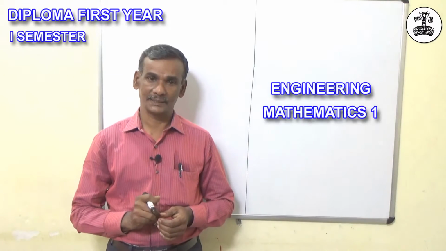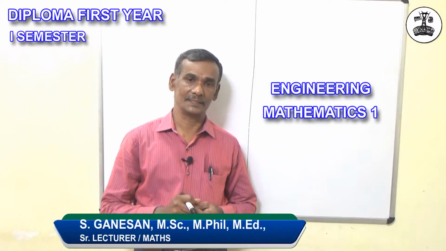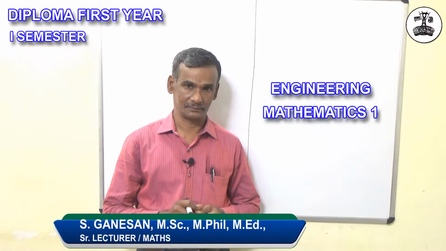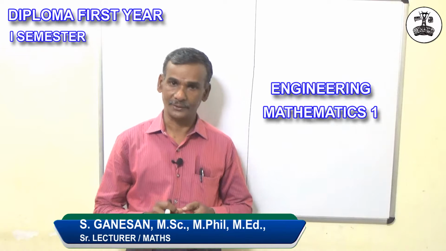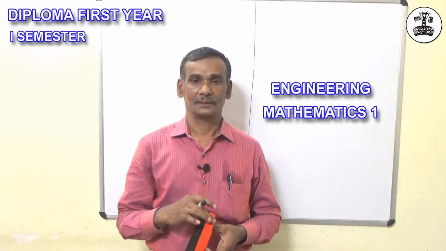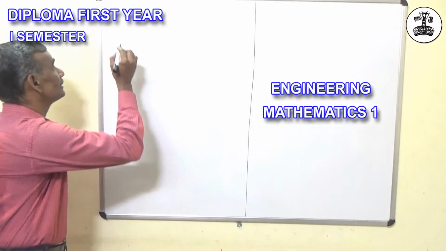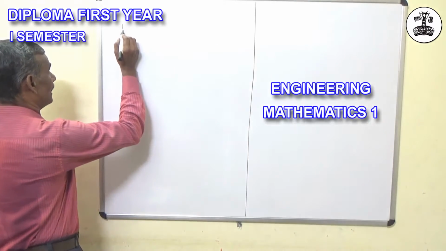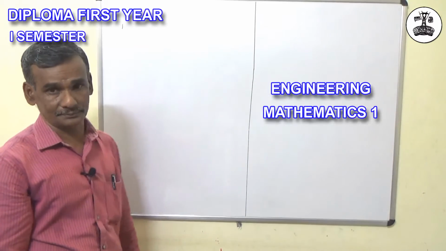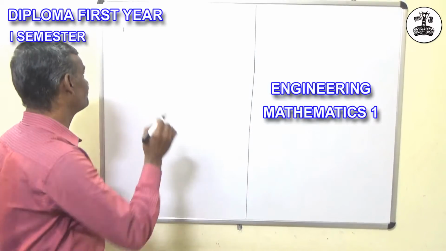For the diploma holders, first year, first semester, we have the paper Engineering Mathematics 1. There are 5 units. The first unit is Algebra. There are 3 topics: determinants, matrices, and binomial theorem. First we are going to see determinants.